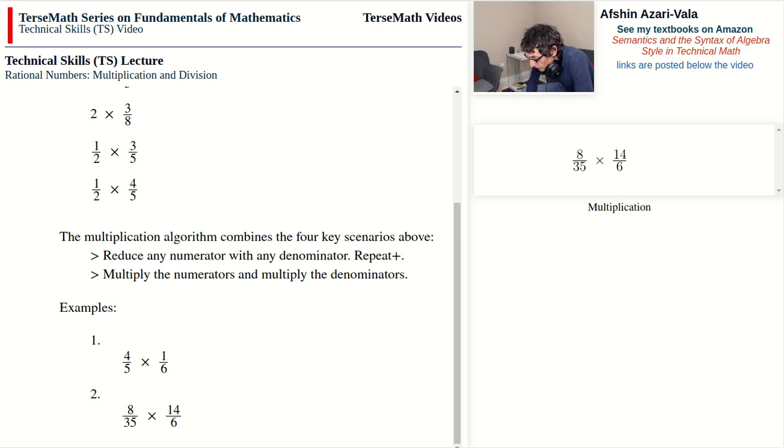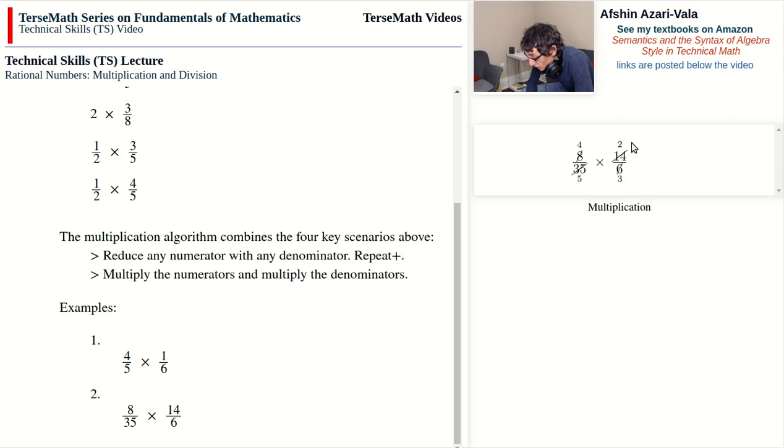So here we start with 8 and 6, and we reduce 8 and 6, divide by 2 to get 4, and then divide 6 by 2 to get 3. And then we reduce 35 and 14. 7 goes into both. 35 divided by 7 is 5, and 14 divided by 7 is 2. Now this step where it says reduce any numerator with any denominator is done. 4 and 5 have nothing in common, neither do 4 and 3. Same for 2 and 5, and 2 and 3, so nothing more can be reduced.